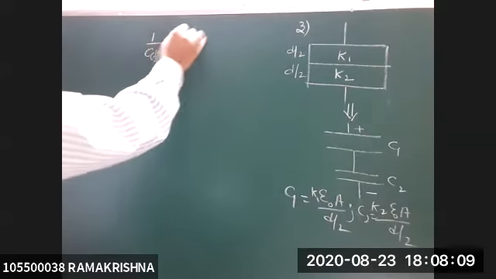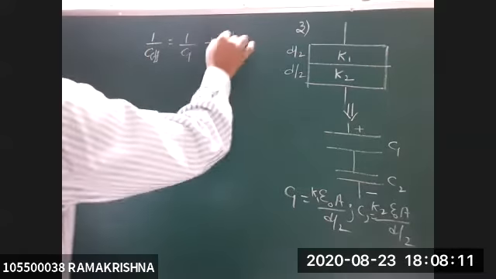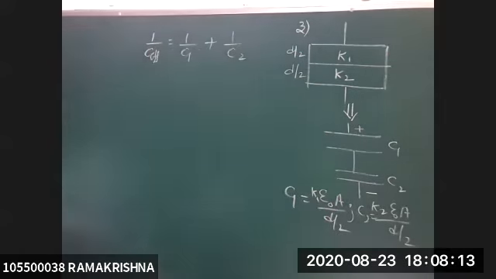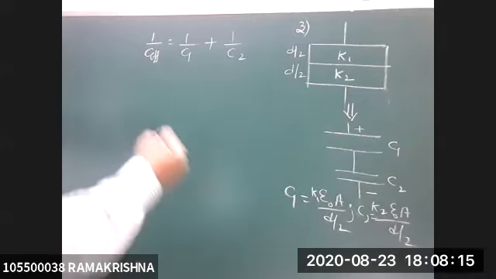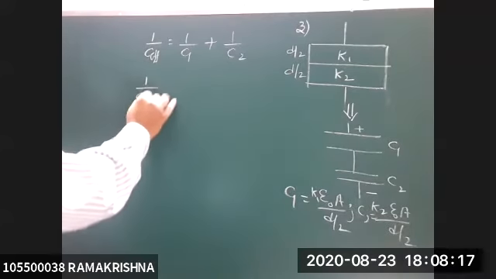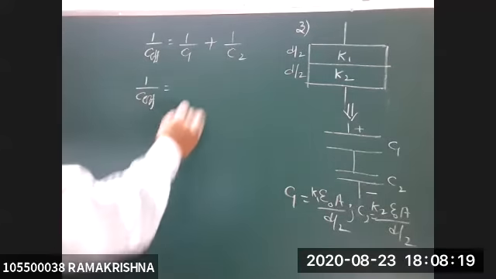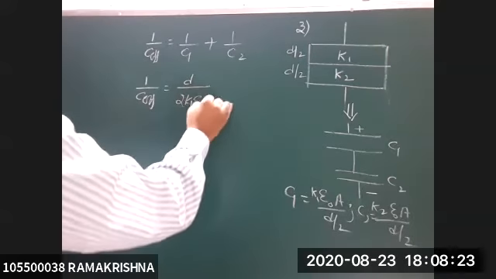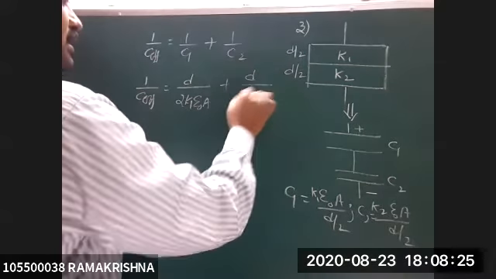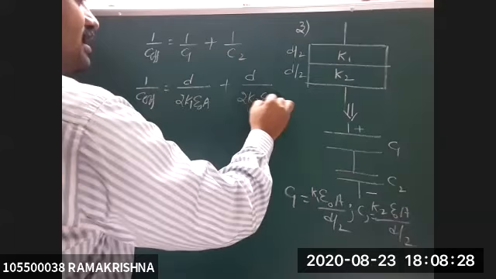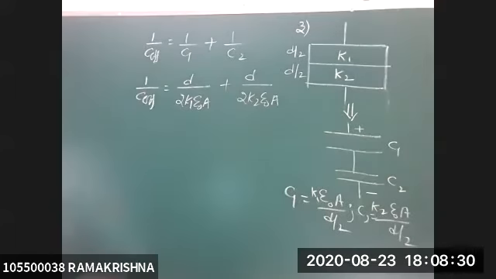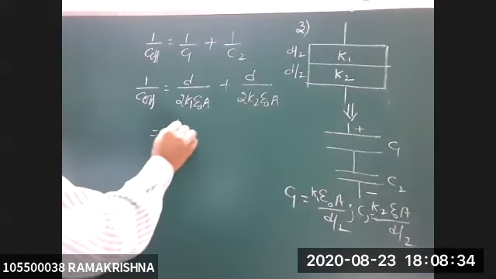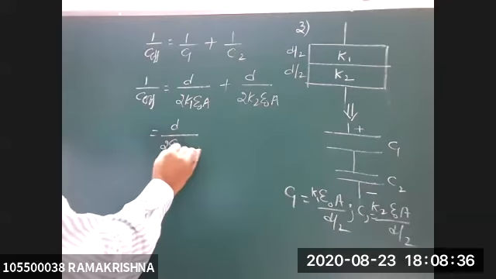So what is the effective value? 1 by C effective is 1 by C1 plus 1 by C2. So 1 by C effective is written as d by 2 K1 epsilon naught A plus d by 2 K2 epsilon naught A. Right? In all the terms, d by 2 epsilon naught A is common.